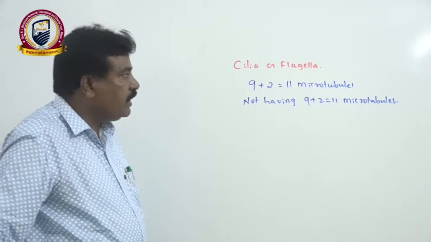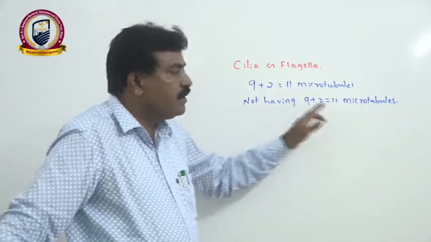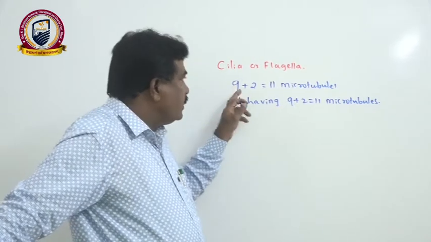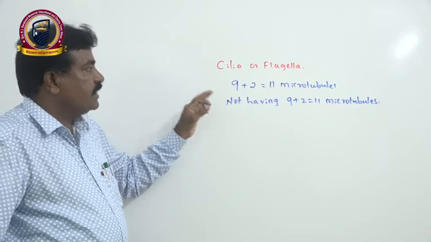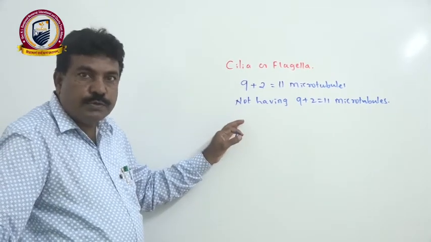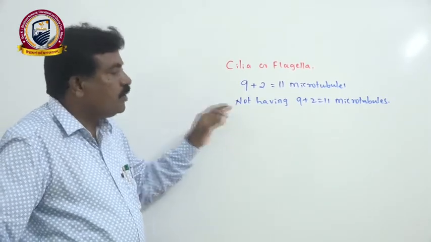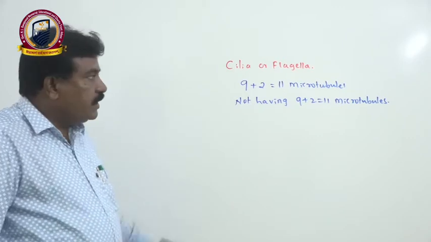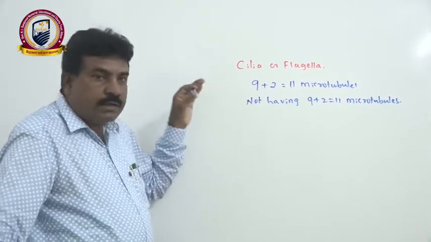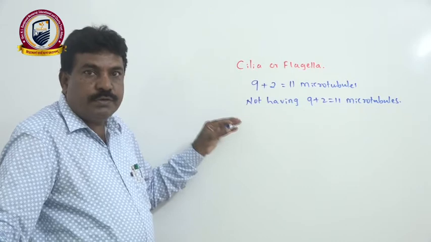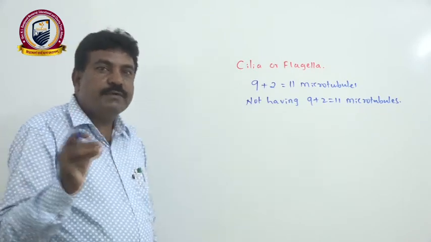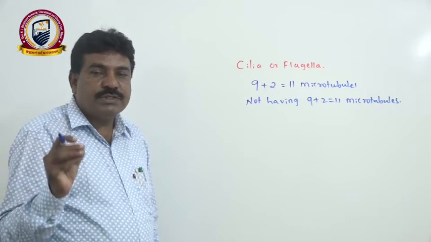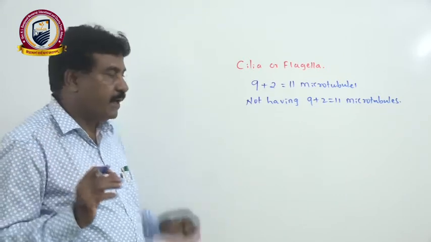Prokaryotes do not have the 9 plus 2 equals 11 microtubule arrangement, whereas in eukaryotes the microtubule arrangement is always fixed: 9 microtubules present on the periphery and 2 remain at the center. But here you have to consider the typical eukaryotic cilium or flagellum as a model, and it has a lot of similarity with a centriole structure as we discussed in the previous part.